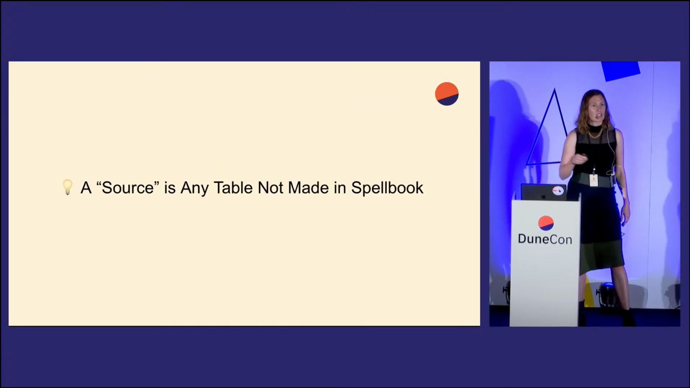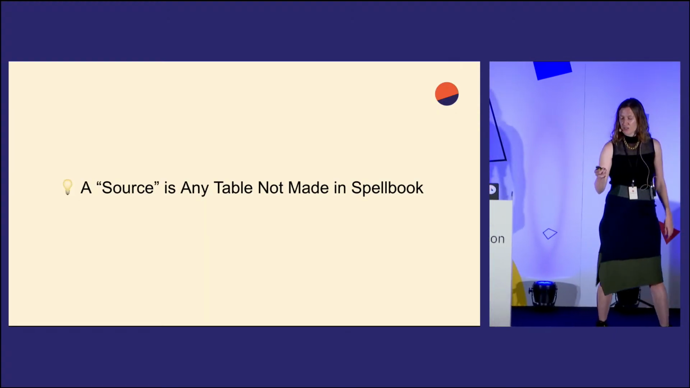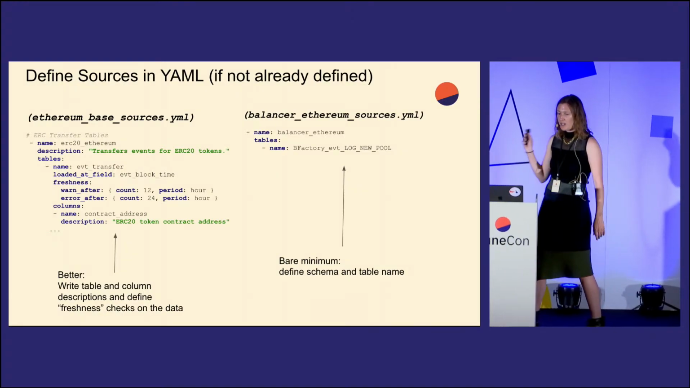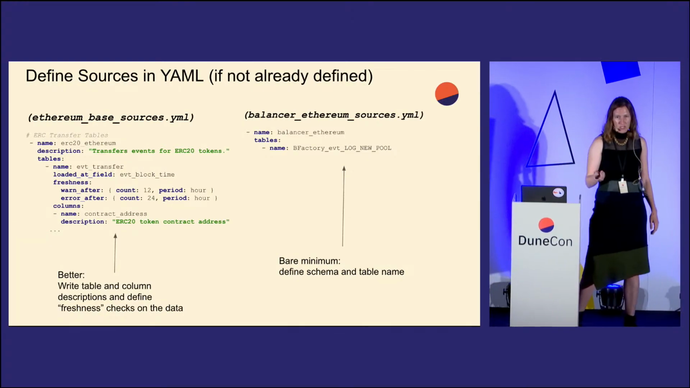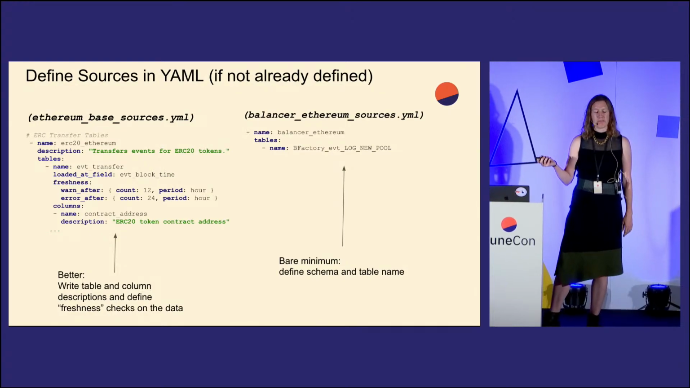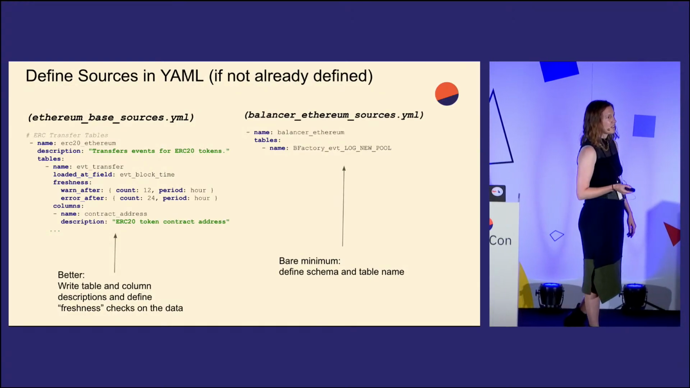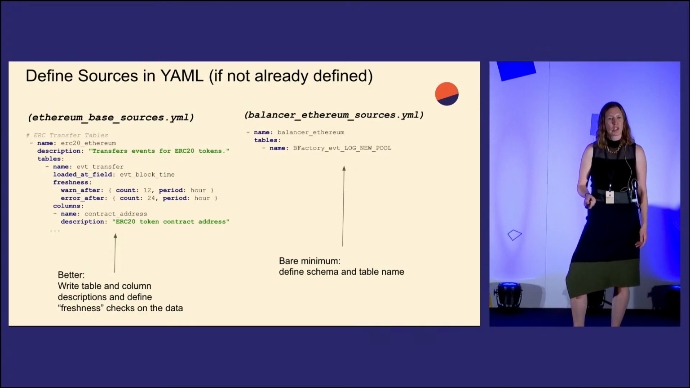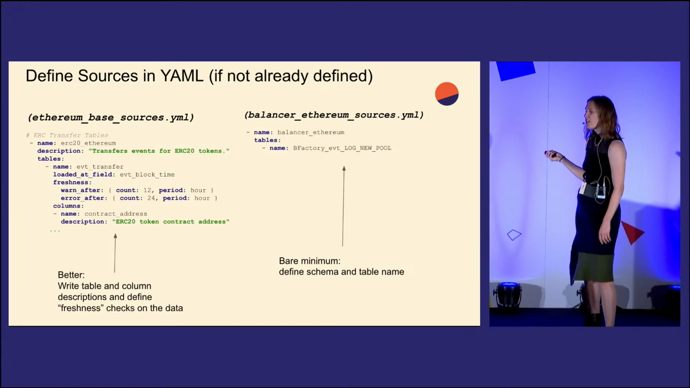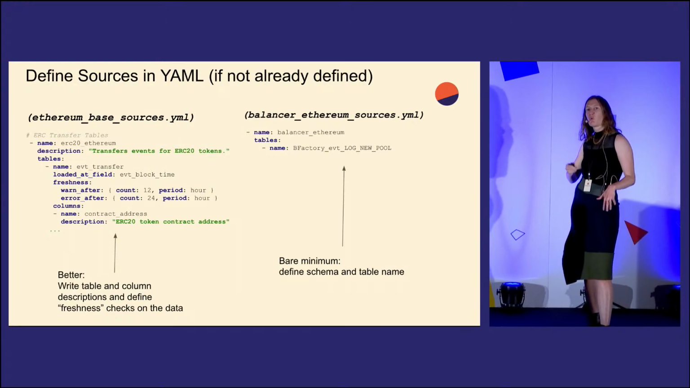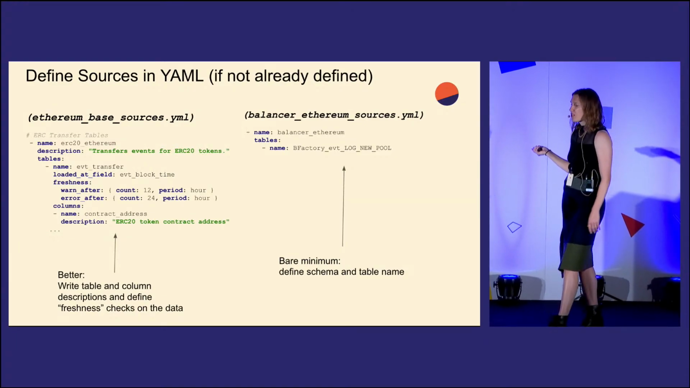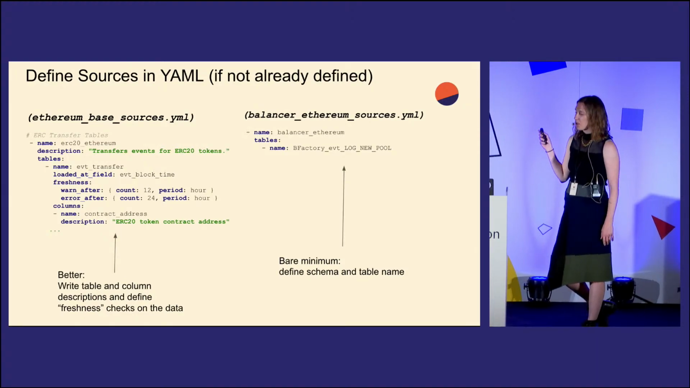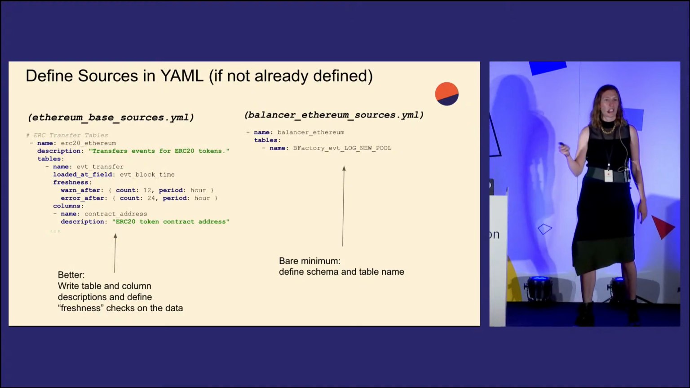A source is just any table that is not made in Spellbook. So you're not referring to anything else we created in this repo. You have to define your sources in a YAML file. If you're using a commonly used table like Ethereum transactions, it's definitely already defined. But if you're using a decoded table from your project, you're probably going to have to define that yourself. This is as much work as you want to do on it. There's a bare minimum where you just have to say what the schema is and the table name, but you can also go ham on this and write really nice descriptions of the table and all the columns.